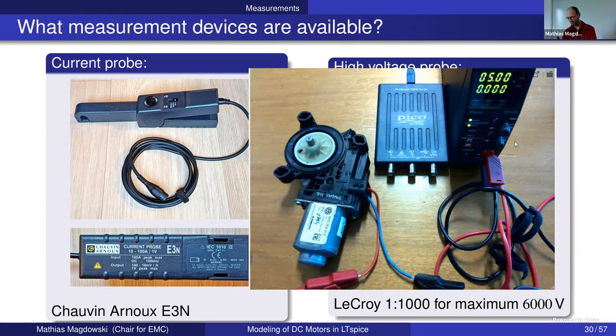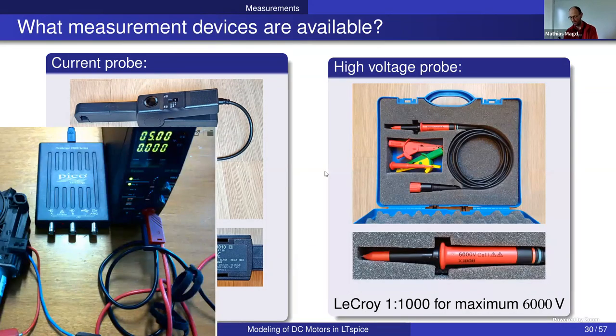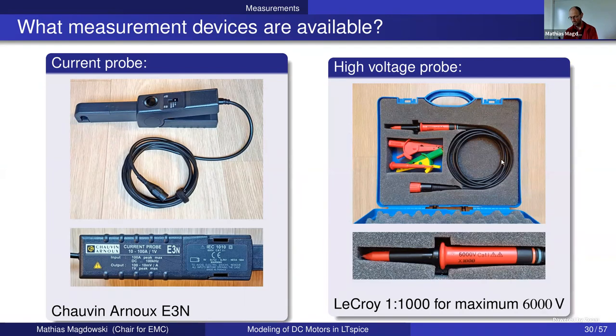And so this voltage probe looks like this. You get it in this nice box and this is the thing that I have over here. And it can measure up to 6,000 volts. The question is, why do I need to have such a high voltage probe to do measurements on my motor here? And the motor is just operated with 5 volts, 10 volts, 12 volts. Why do I need to have a probe that can handle much more voltage?